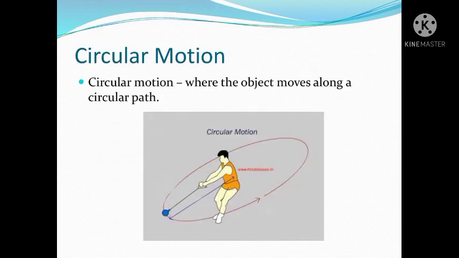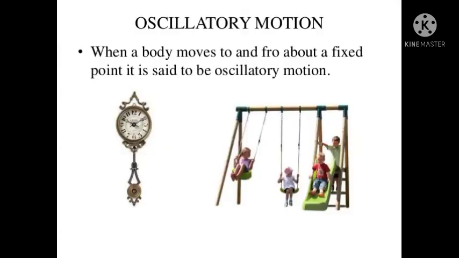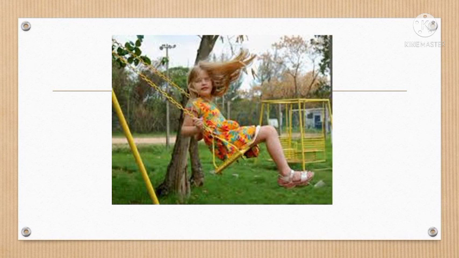The next one is circular motion. Motion along a circular path, or movement along a circular path, is known as circular motion. For example, discus throw. Next one is oscillatory motion. Repetitive to and fro motion of an object at regular intervals is known as oscillatory motion. For example, a swing. A swing is the best example for oscillatory motion, which moves to and fro in a repetitive manner.